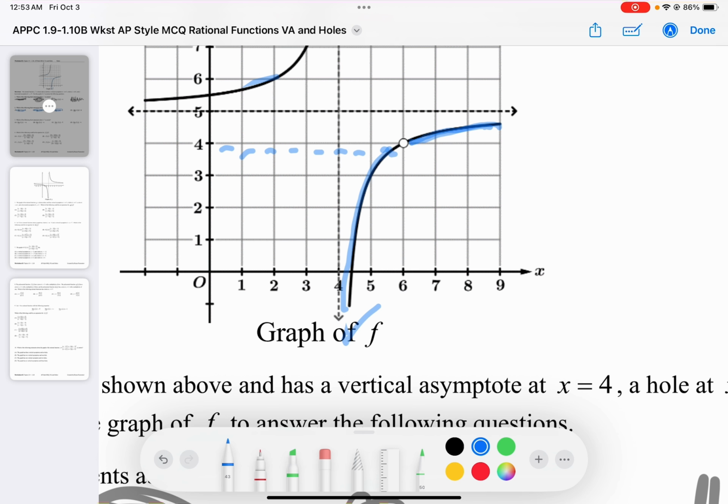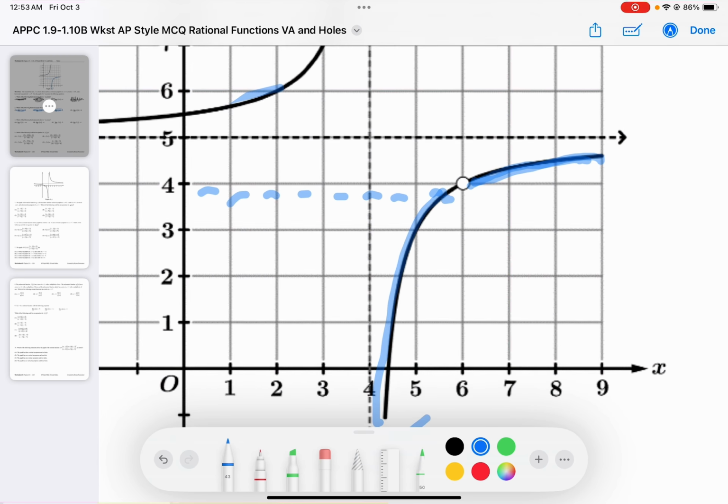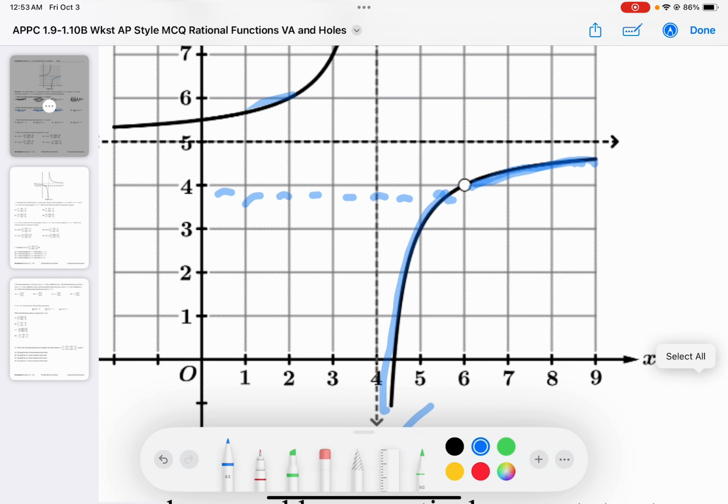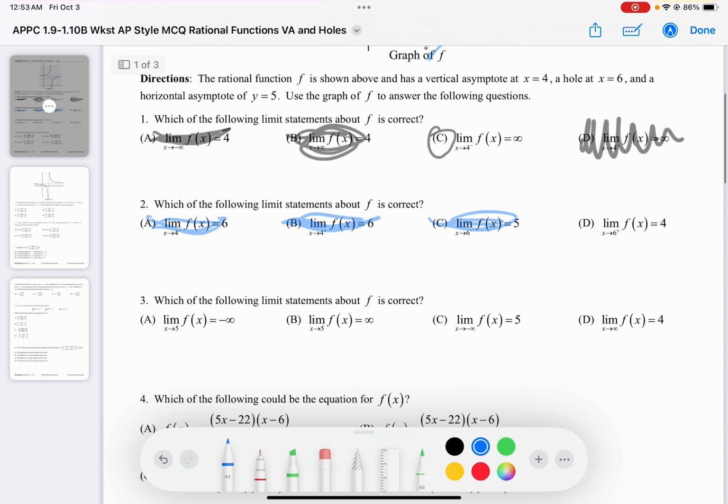So as I get closer and closer to this hole, there is a hole there, so I can never get to x equals 6. But as I get to 6.000000001, what number am I getting really, really close to? Well, I'm getting really, really close to 4. So this answer is correct.